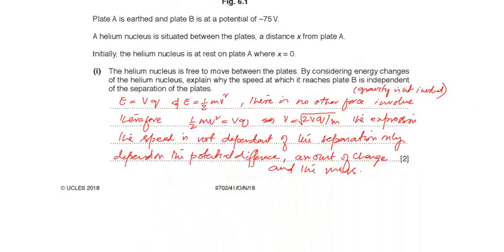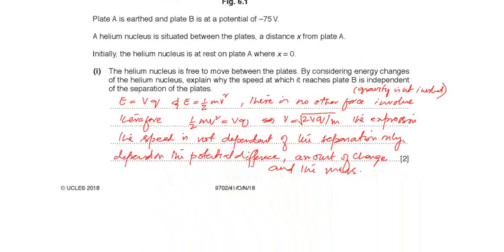By considering the energy changes of the helium nucleus, explain why the speed at which it reaches plate B is independent of the separation of the plates. So whatever the separation is, it isn't considered as far as the velocity is concerned. So, you know, the energy is equal to V times Q. So the energy is the potential difference times charge.